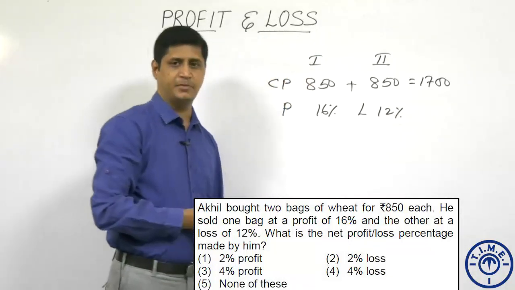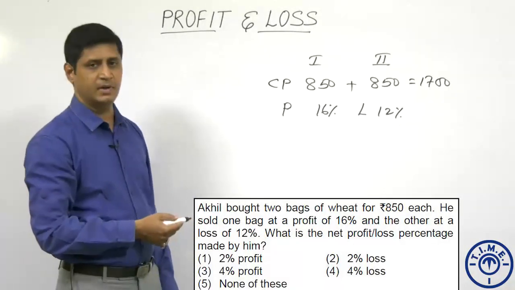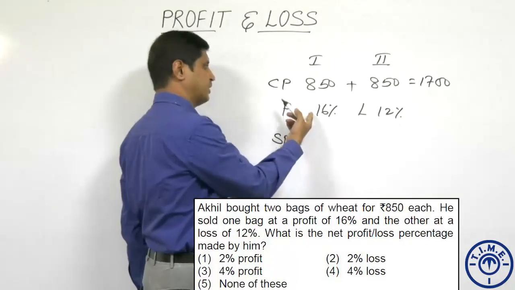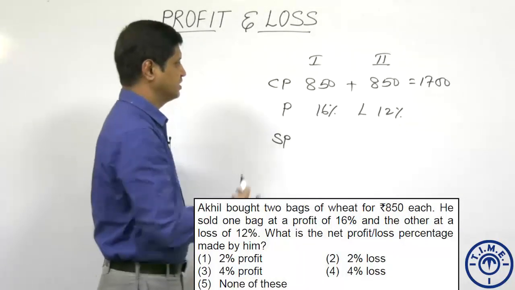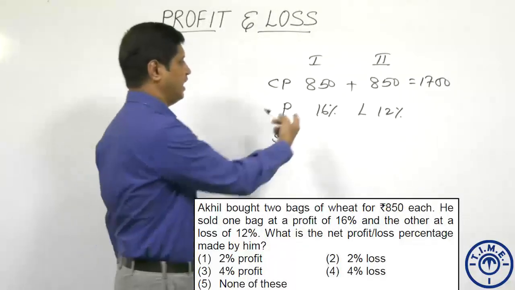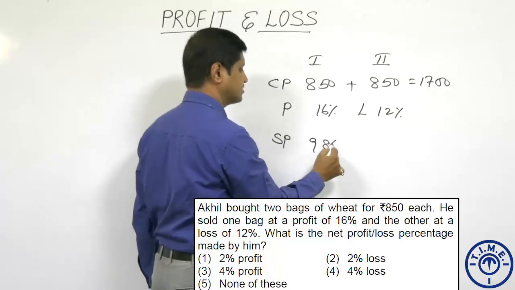It is on the second bag. The profit percent is 16% on the first bag, and a loss of 12% is incurred on the second bag. Now profit is 16%, meaning 16% on 850. So what is 16% of 850? It is 136. When you add 136 to this 850, the result is 986.